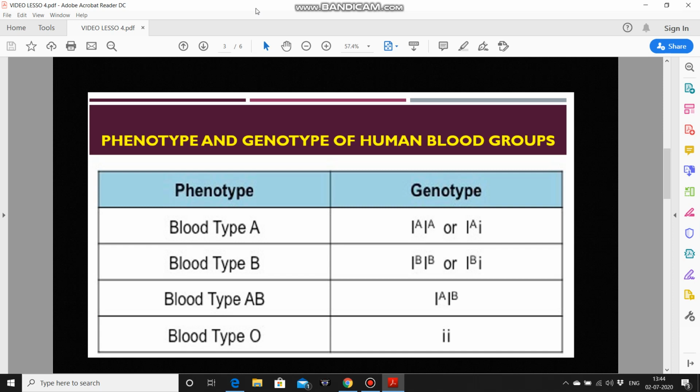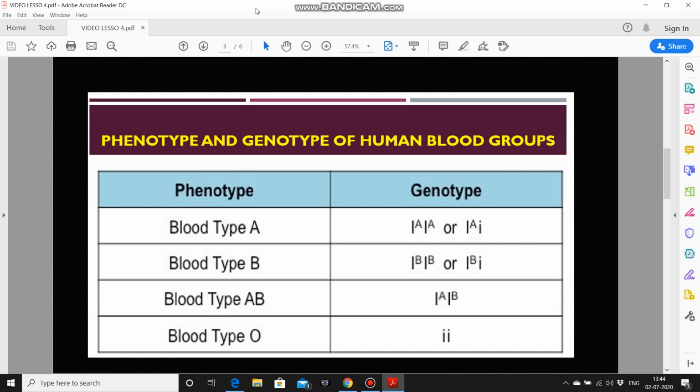Now when you study the B blood group, the two genotypes are homozygous IBIB or heterozygous IBi. In AB blood group, the genotype is only IAIB. Last class you have learned this pattern of inheritance is codominance because both the alleles IA and IB are equally expressed. Now in O blood group, the genotype is ii.